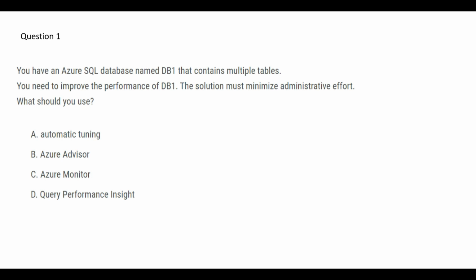So in a nutshell, what this question is saying is you have a database DB1. It has a lot of tables. Now you have to improve the performance of this database. How will you do that? There are these many options. Let's look at one by one. For this, the correct answer seems to be automatic tuning.